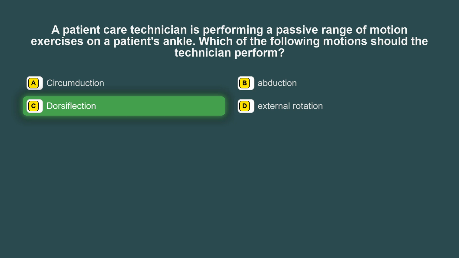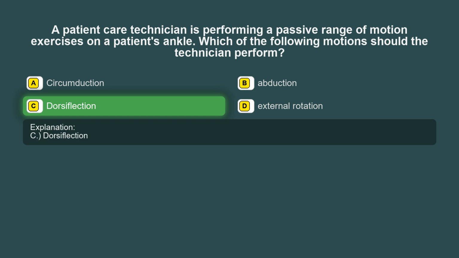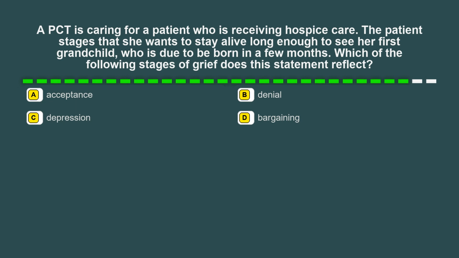The correct answer is option C, dorsiflexion.